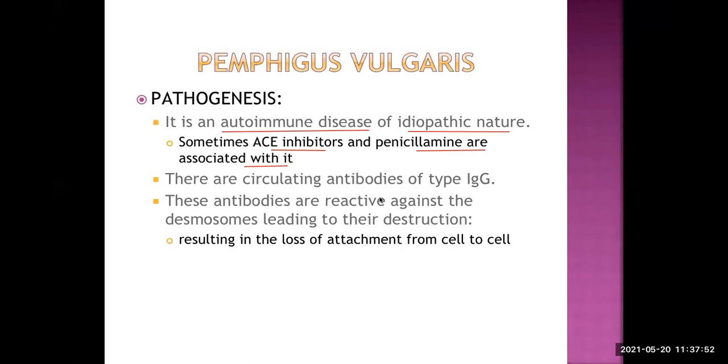Now, the type of antibody associated here is IgG, okay, and these IgG antibodies are reactive against the desmosome, leading to its destruction. Desmosome is an attaching structure between the epithelial cells. So when they are destroyed, the epithelial cells lose attachment from each other, meaning they can easily separate, and that is the main pathogenesis of pemphigus complex.